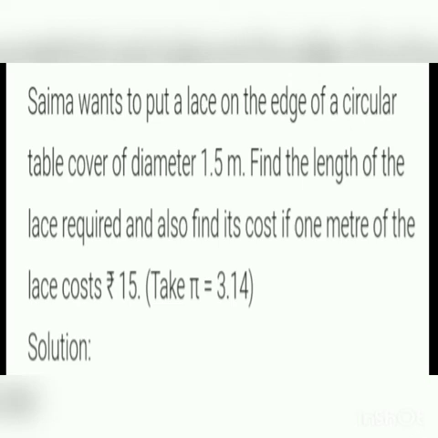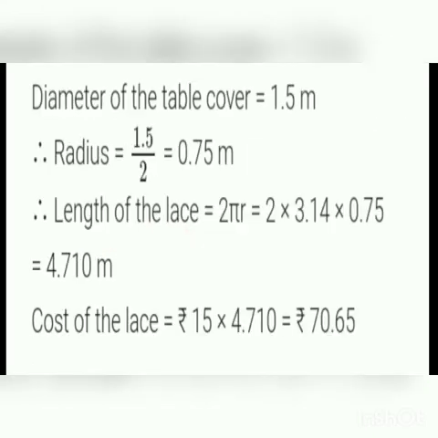So what is it? A circular table, isn't it? She wants to put the lace on the edge of the circle, not the full area, only on the edge. That means we only need to find the circumference, and that table's diameter is given as 1.5. So it's given diameter, not radius. So first we need to find the radius. Then we have to find the length of the lace required and also the cost. Same type of question. So we'll go to the answer.